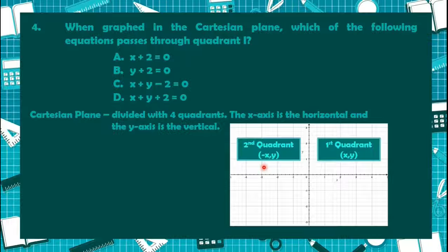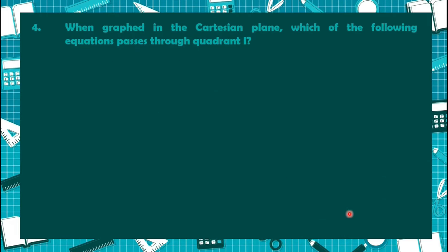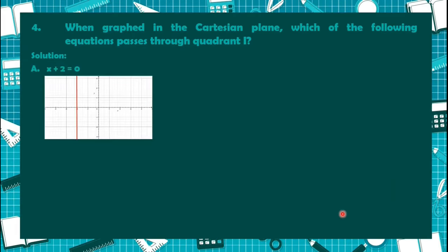This is our second quadrant. The values of x and y are negative and positive respectively. This is our third quadrant. The values of x and y are both negative. And this is our fourth quadrant. The values of x and y are positive and negative respectively. Let's proceed with the solution.